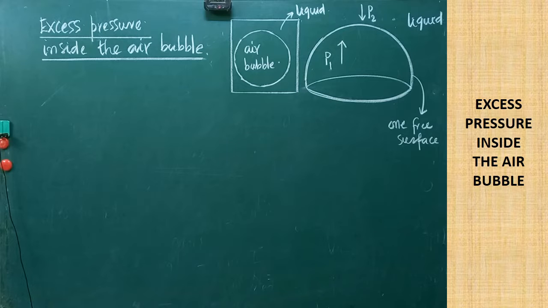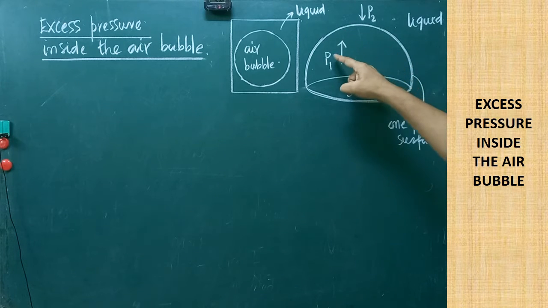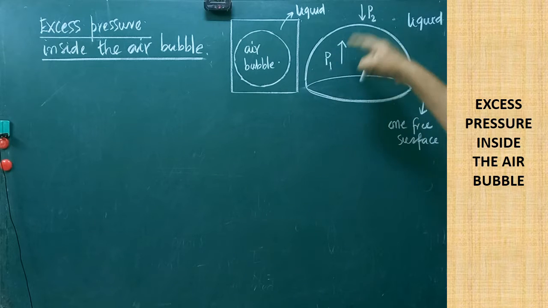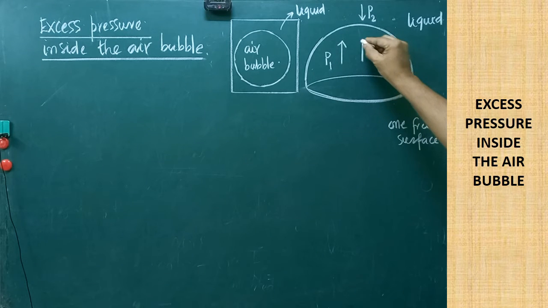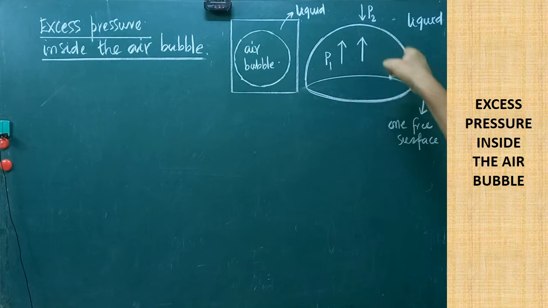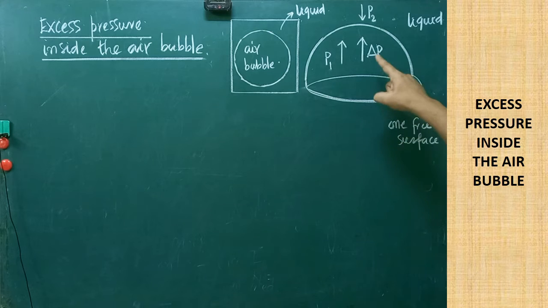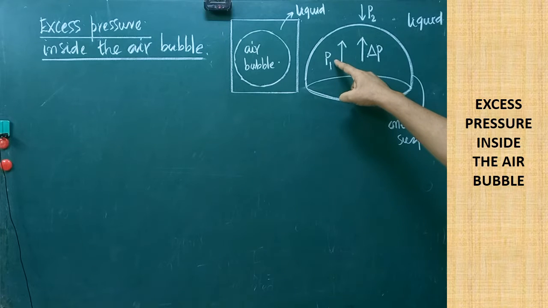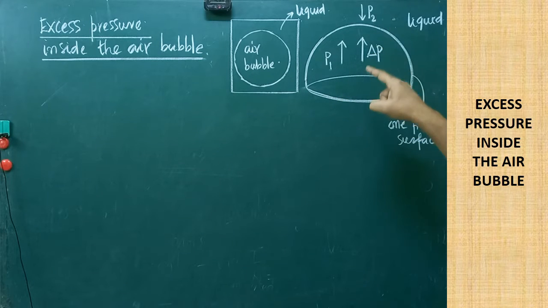And the most important thing is always the excess pressure. Excess pressure means the difference between these two pressures. That excess pressure acts only on the concave surface. Therefore, del P, what is del P? Del P means the excess pressure that is acting only on the concave surface. That you should not forget. So it shows that P1 is dominating and P2 is less.